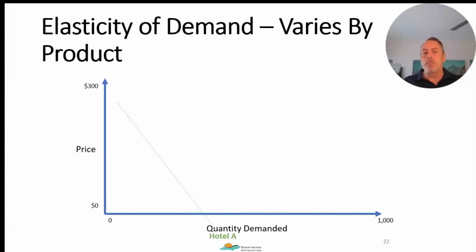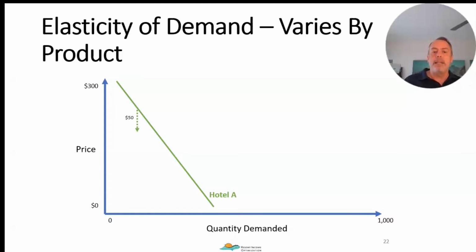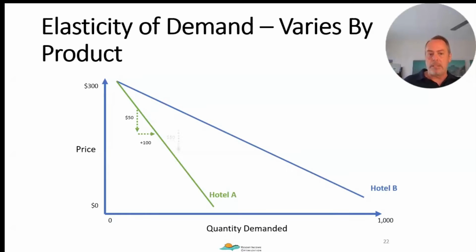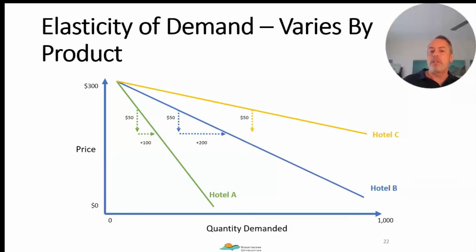I'm just going to explain this briefly, but Hotel A might have an elasticity that is like this. And that means that if they drop their rates by $50, they get an extra 100 room nights in a given month, let's say, right? Hotel B might have a very different elasticity curve, which means when they drop rates by $50, they get an extra 200 room nights, right? And then Hotel C might be even different yet, right? They drop rates by $50 and they get an extra 300 room nights.